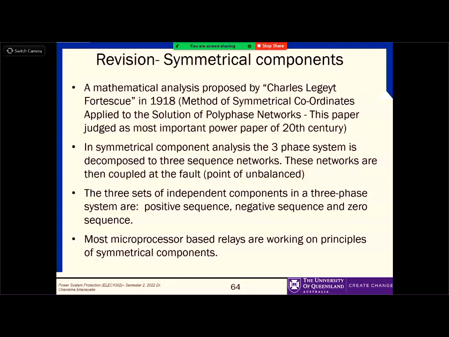This analysis is very important because we are moving from mechanical relays to an era of numerical relays. But still, what a numerical relay does is take the measurements and do the same sort of calculations. What has happened in the past 20, 30 years is that calculations have become easier because you have the computer and the processor. How did they do it with the mechanical relays then?